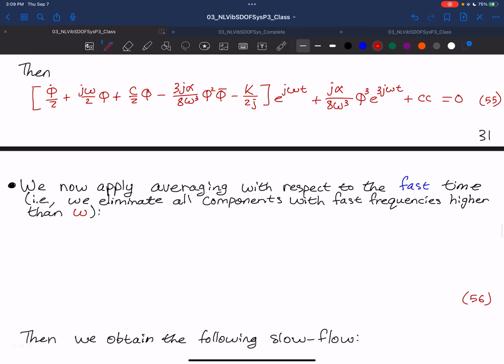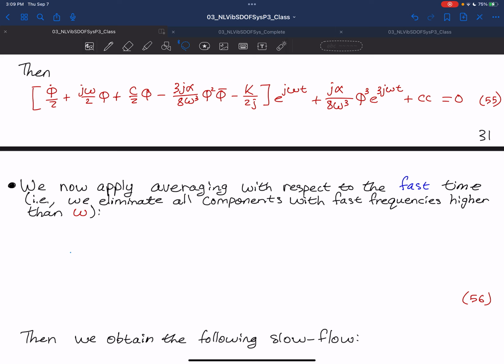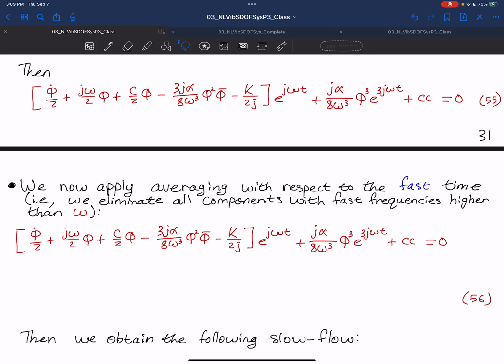From here, we're now going to apply averaging. I know we didn't cover this in the class, so we'll skip all of the theorems behind it and simply apply it. You'll do this every time you apply the CXA method, you will end up doing averaging in the same kind of way. I'm just going to copy this equation down here. When we do averaging, we eliminate all of the components that have fast frequencies higher than omega. In this case, we throw away this last term right here and ignore it. That is what happens when you do averaging.